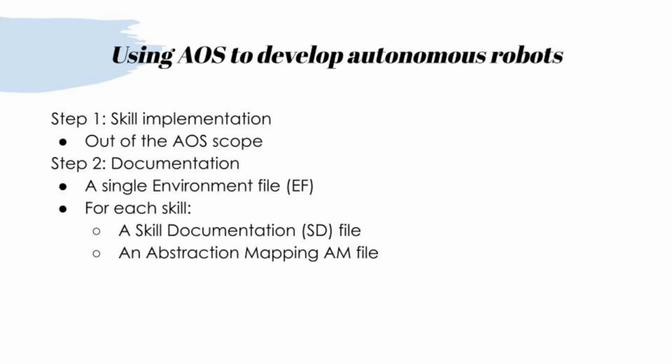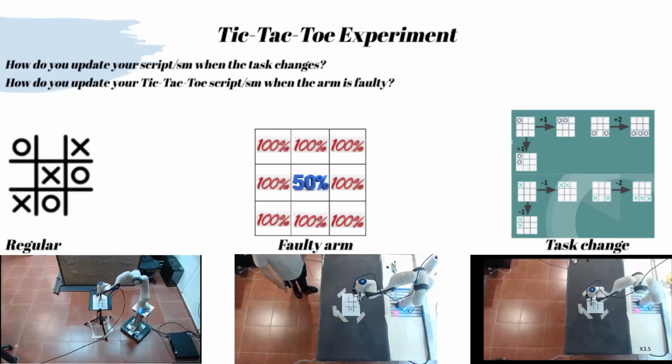The AM file connects the more abstract model of the skill with the skill code. It specifies how to activate the skill code and how to translate skill code execution, including code return value and public information, such as ROS topics, to an observation corresponding to the model. We now show a number of AOS-based systems we implemented.